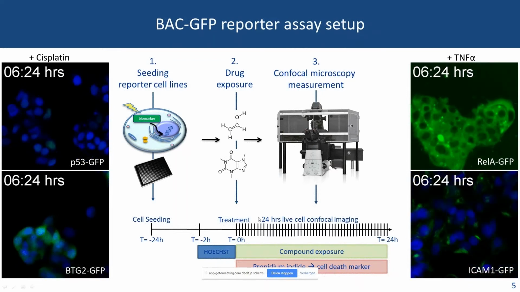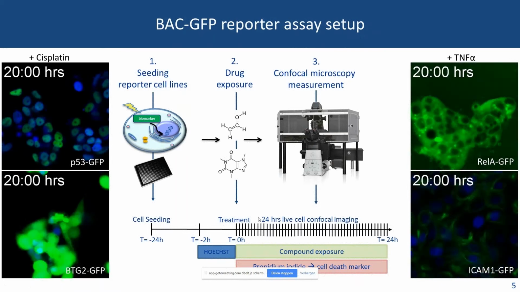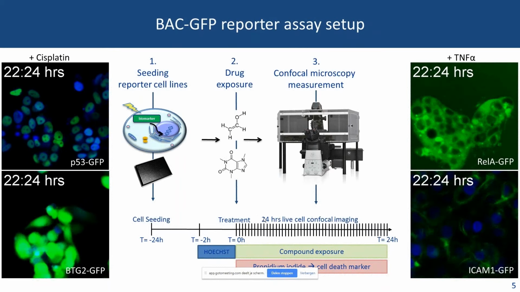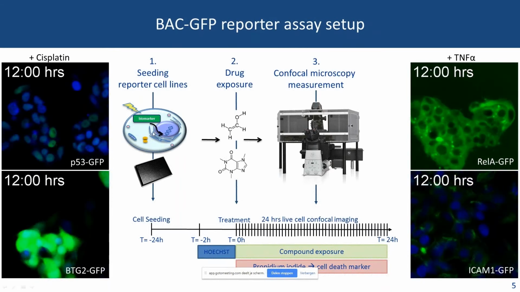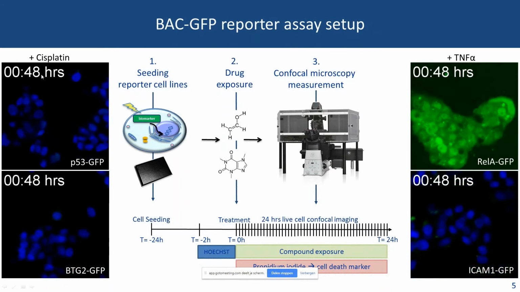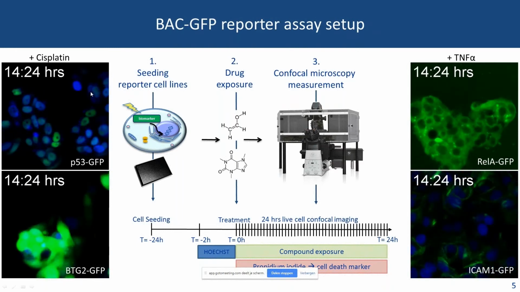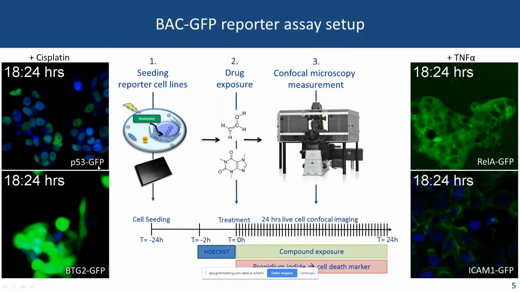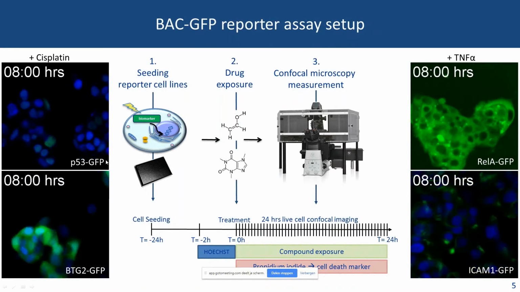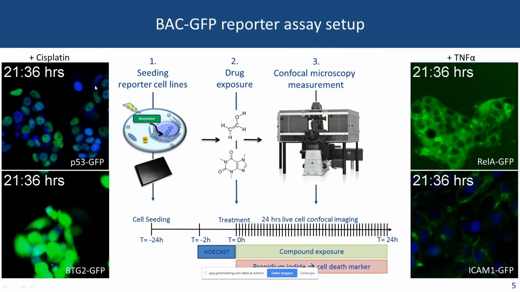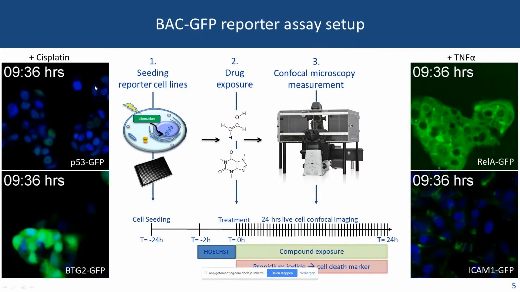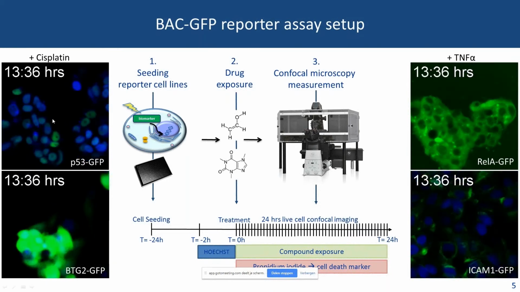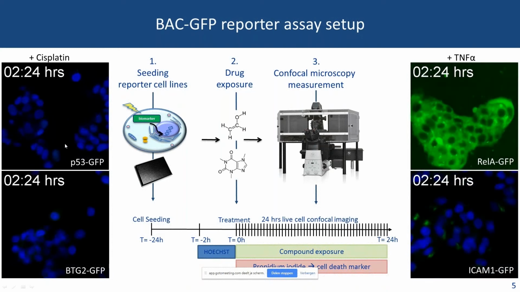If you take an image every hour, you can make a time lapse, and you can really follow what is happening over time with your stress response. If we look at the left panel, you can see some examples of the DNA damage response. Over here, the P53-GFP stable reporter cell line is presented. If we add DNA damage, for example with cisplatin, you can see that there's accumulation of nuclear P53 over time.